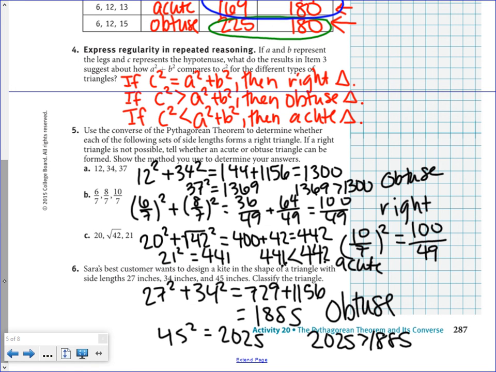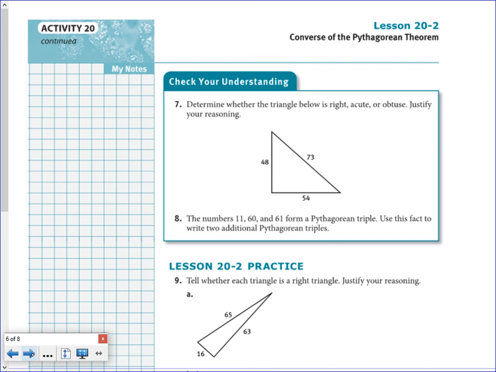So now looking at the next page, we want to determine whether the triangle below is right, acute, or obtuse. The pictures are going to be misleading because they're probably going to look like they're right triangles when they draw them. And that may or may not be the case. So what you want to do is try A squared plus B squared and try C squared and see what you get. So our A and our B are 48 and 54 on this one.